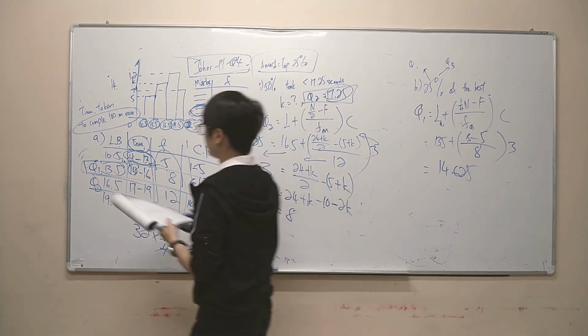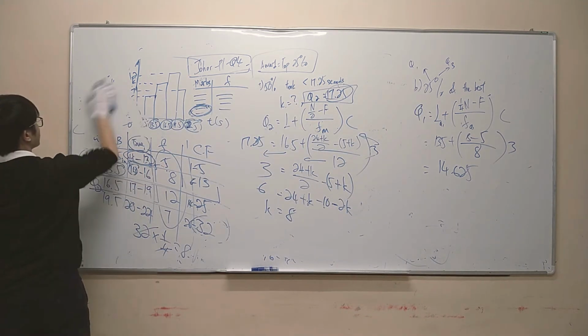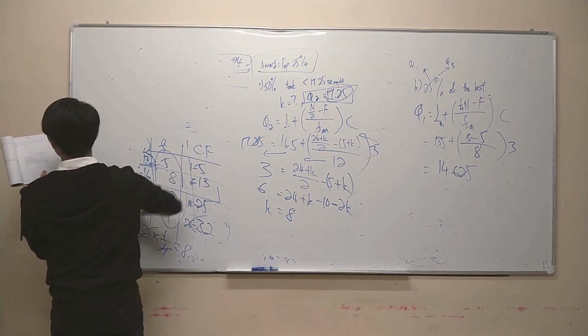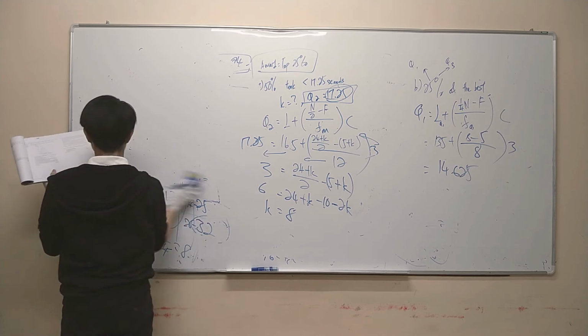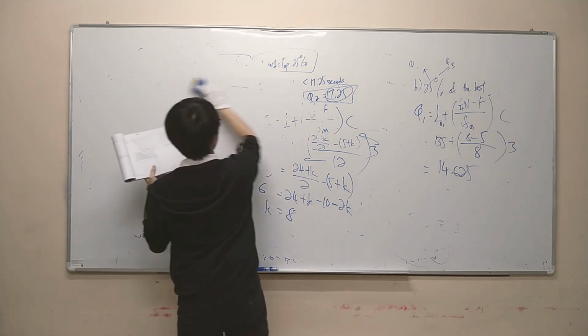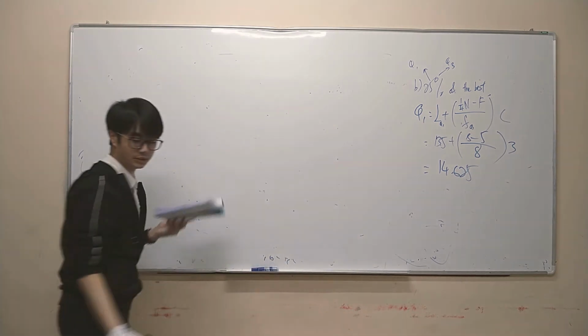Number 15. Okay, let me erase it. So, number 15. What is this? Ayo, this one. Probability, right? This one. Okay, I erase it first. Okay, let's read the question together.